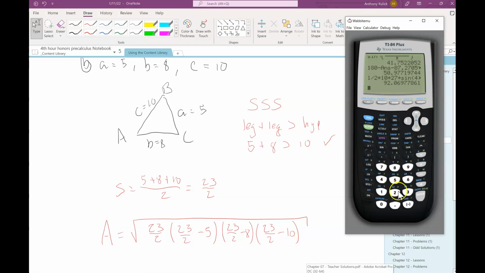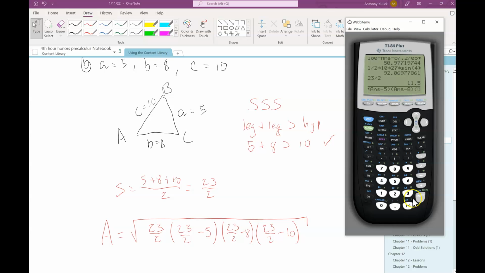So I type this in my calculator. I'm going to do 23 over 2 first so that I can use the Ans command and not have to type that in a million times. And I get 1981.